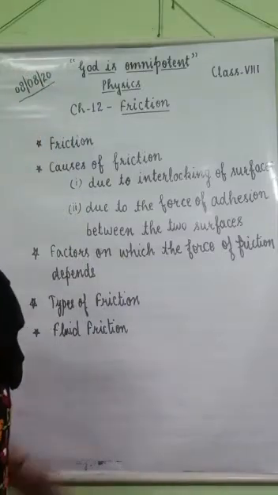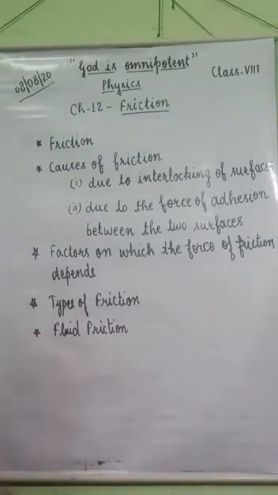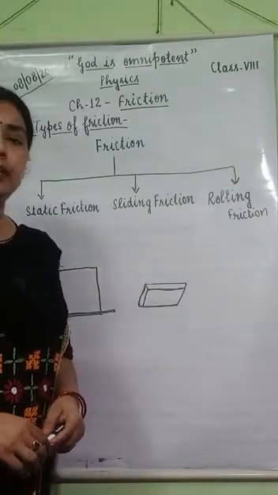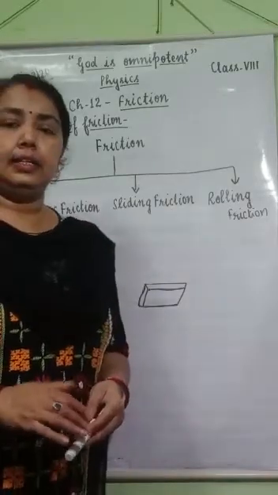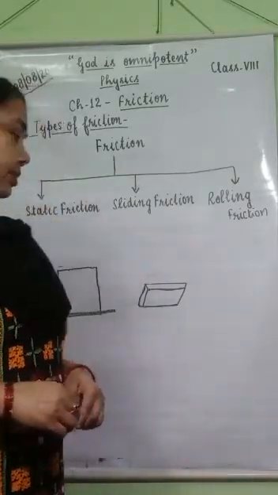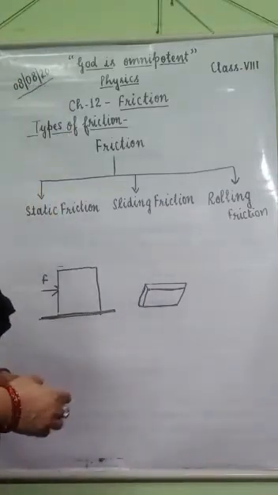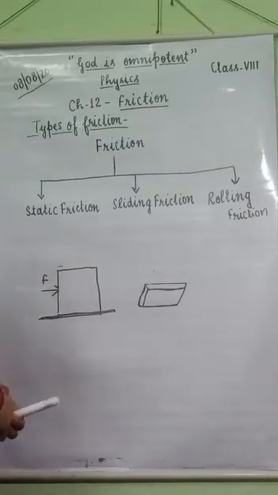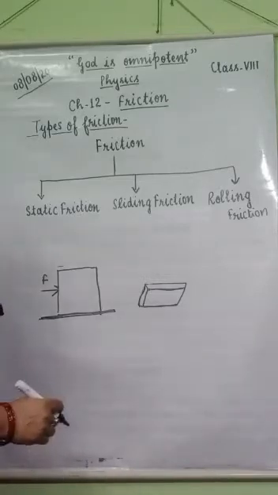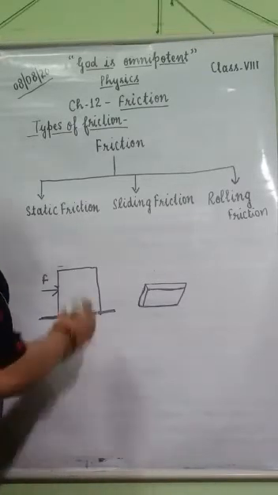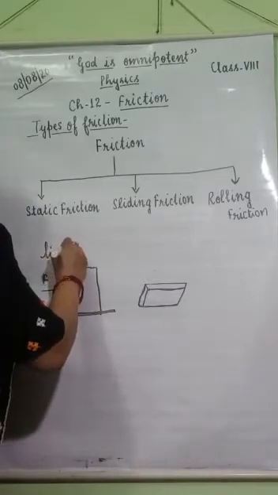Now today we will discuss types of friction and fluid friction. First is static friction. This type of friction exists between two bodies that are relatively at rest, even when an external force is acting on them. To overcome the static friction between two surfaces, a maximum force is applied on the object. And this maximum force that can be generated to overcome the static friction is known as limiting friction.